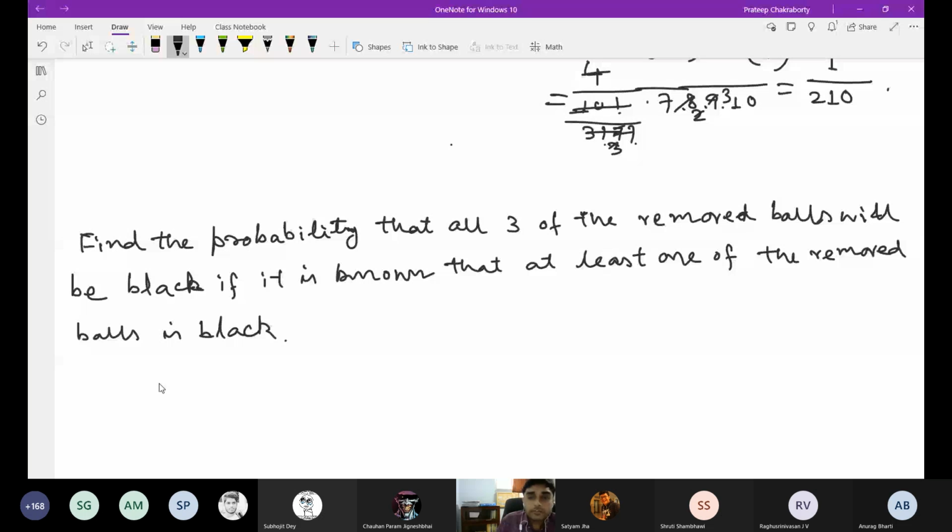So what is the number of events that at least one of the removed balls is black? Of the first 3 removed balls, the number at least one of the removed balls is black. What is the number of events?